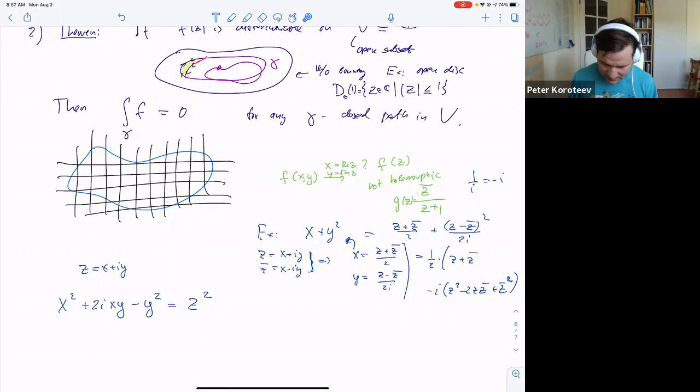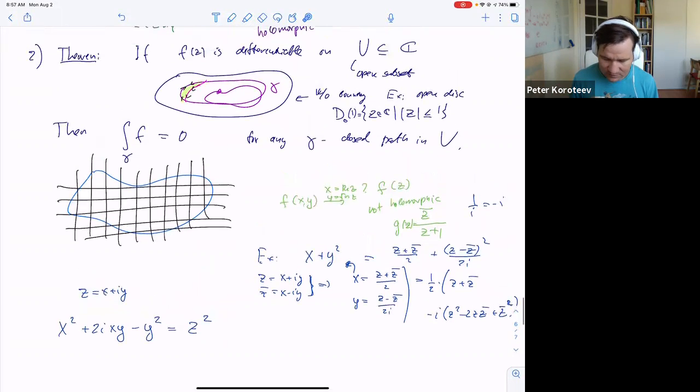So yes, you can ask this question: okay, this sounds like a very cool theorem. Why didn't I know this before? Why couldn't I use it for any path on a real plane? So I'm given a function of two variables x and y, and I want to integrate it over this closed path. Why didn't I know this before?